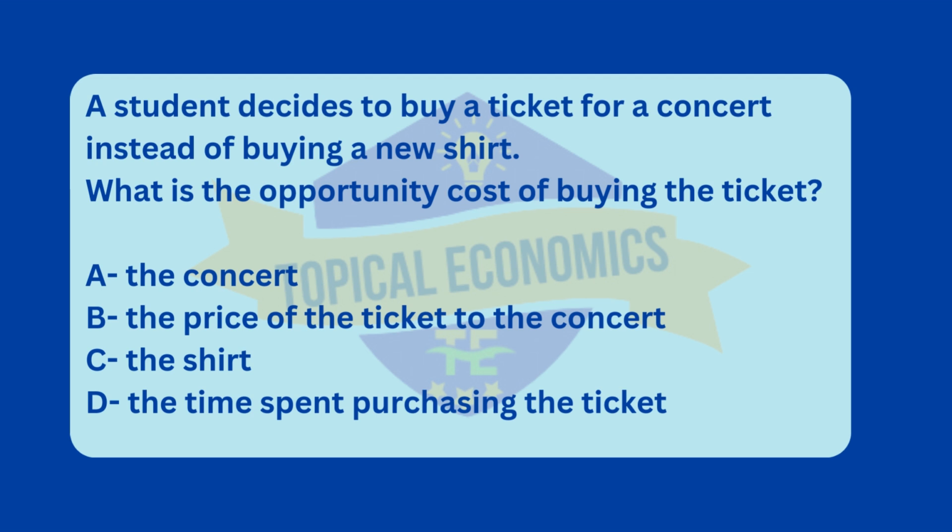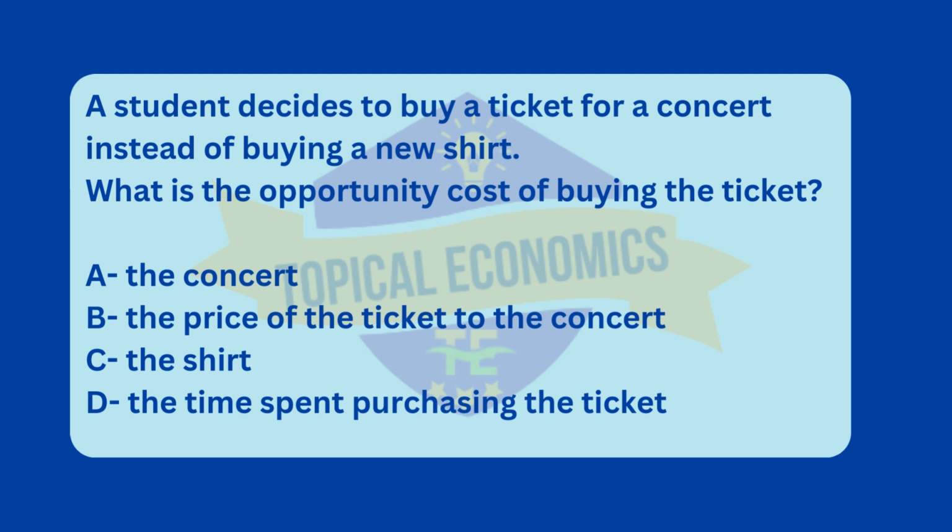The breakdown is: the student chooses to buy a concert ticket. The next best alternative is buying the shirt, which is what the student gives up when deciding to purchase the concert ticket instead. So, the opportunity cost of buying the concert ticket is the shirt, as that is what the student cannot buy now because the money is being spent on the concert ticket.